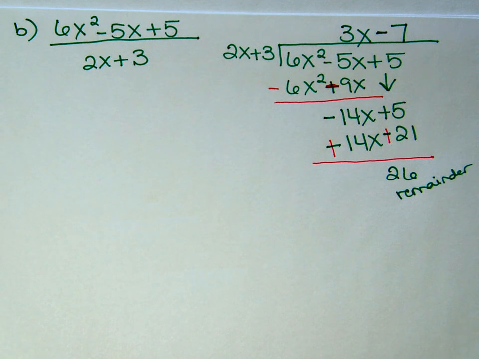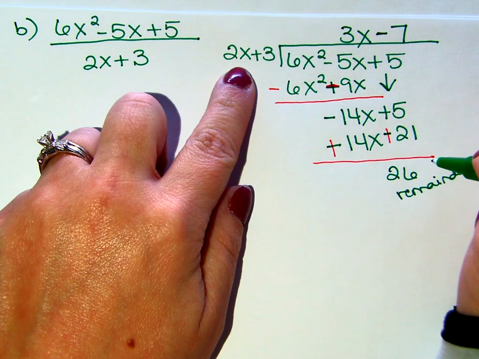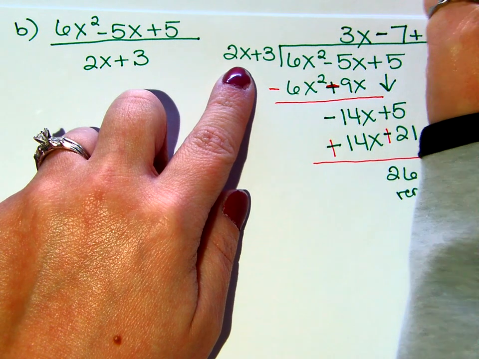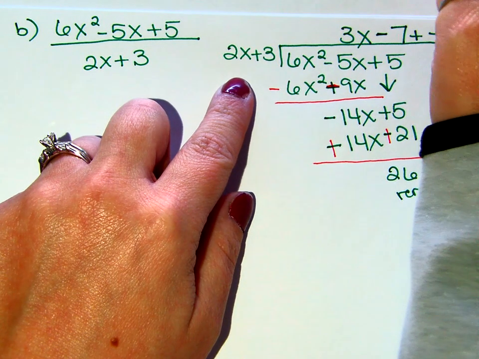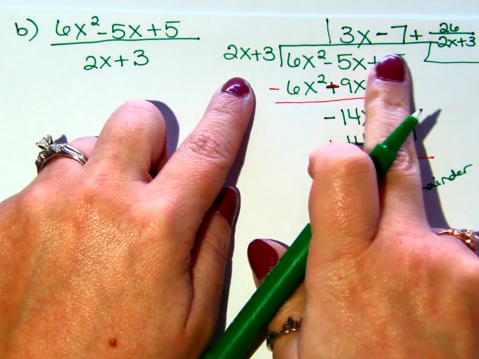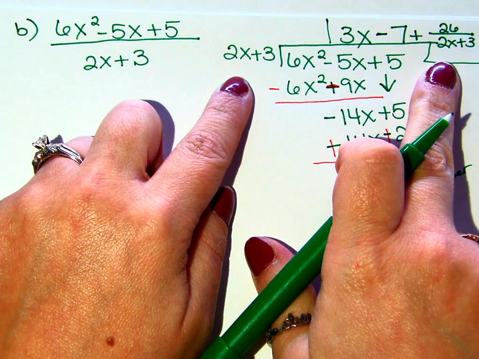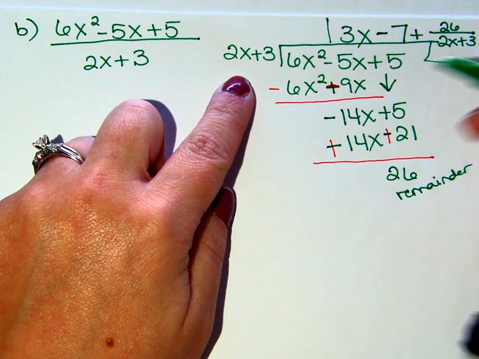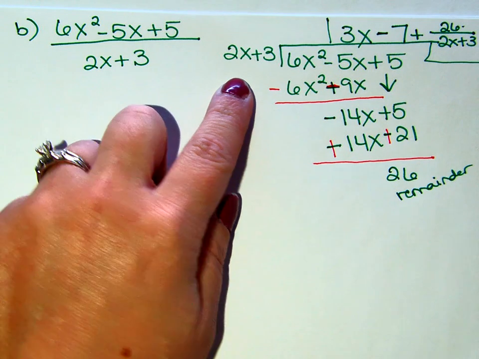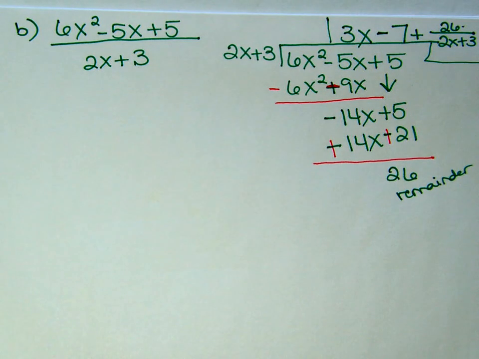But here I have 3x minus 7, and I need to stick my remainder over what I divided by. So my remainder is positive, so I'll put a plus. Then I'm going to put 26 over 2x plus 3. This is exactly what we did when we had our numbers, and we did 14 and a half. The half came from the remainder that we had, sticking it over what we were dividing by. Here I stuck my remainder over what I was dividing by. This is how Pearson will expect you to put your answers in. I know because I went on there and I played around in it to make sure.